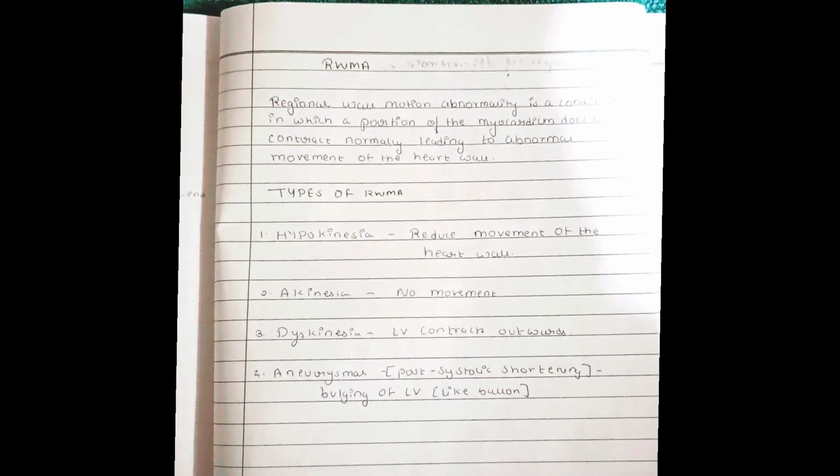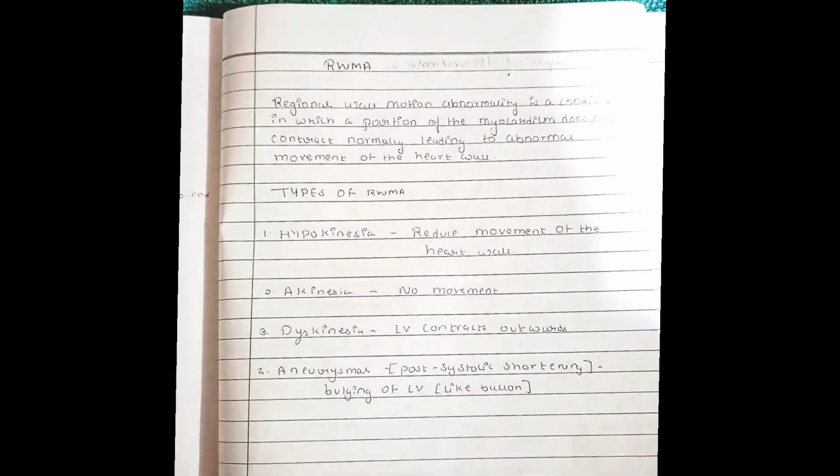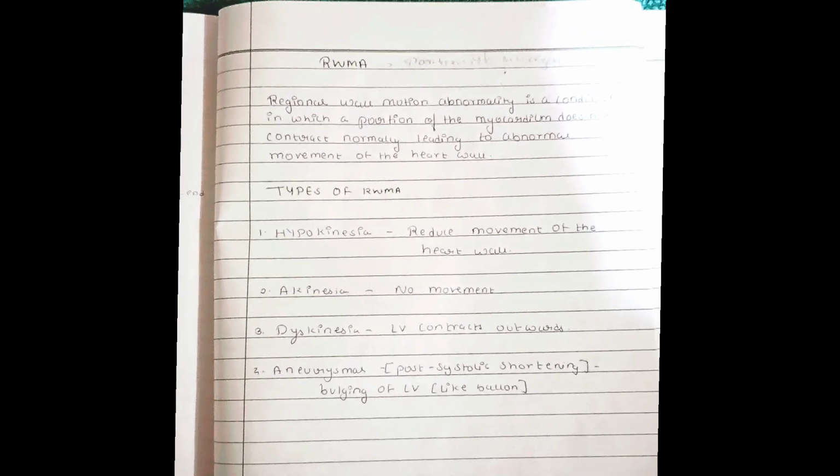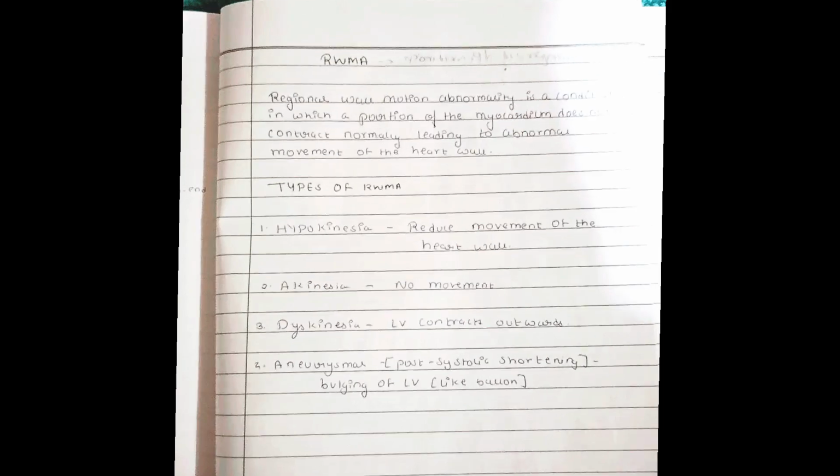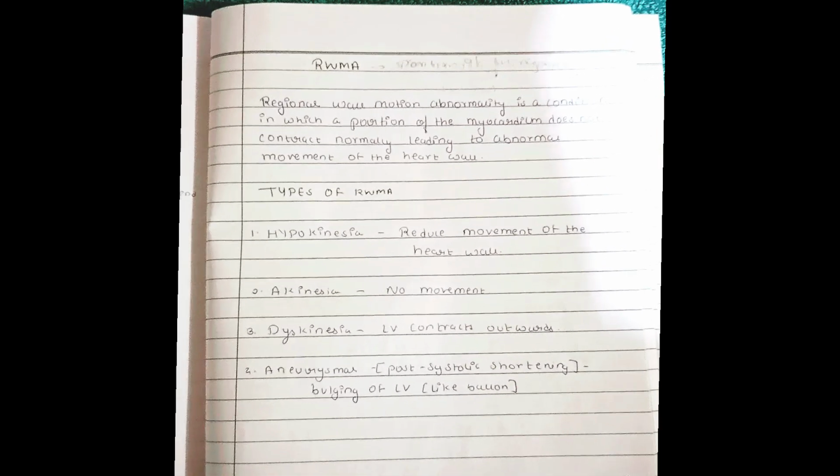RWMA. What is RWMA? RWMA is the regional wall motion abnormality. It is a condition in which a portion of the myocardium does not contract normally, leading to the abnormal movement of the heart valve.